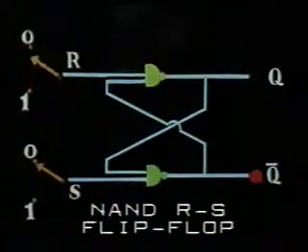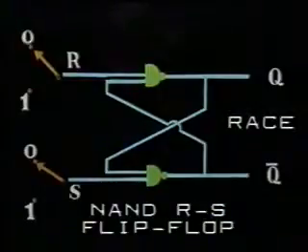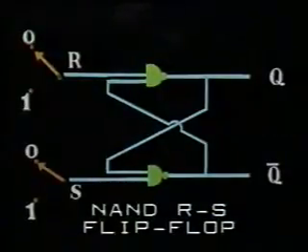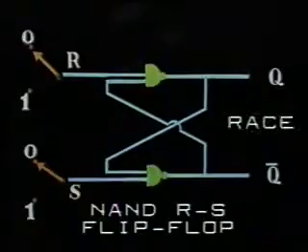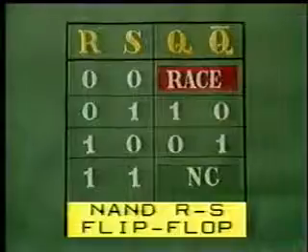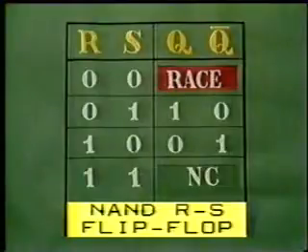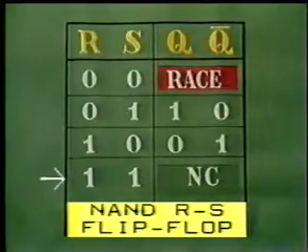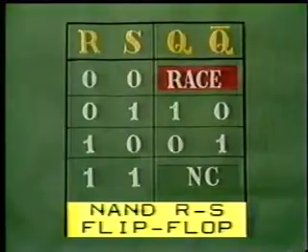R and S at 0 cause both gates to race between themselves. This is a race or forbidden condition. The truth table summarizes the operation of the NAND flip-flop. Note that R0 and S0 is a race condition and R1 and S1 is the no change condition. Remember this, for we shall refer to it again later.